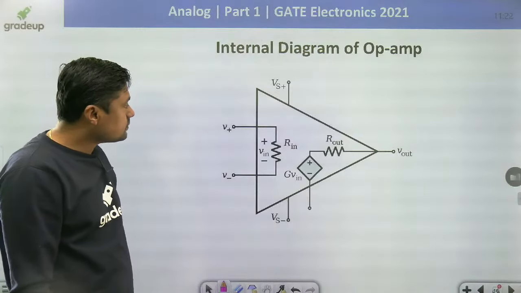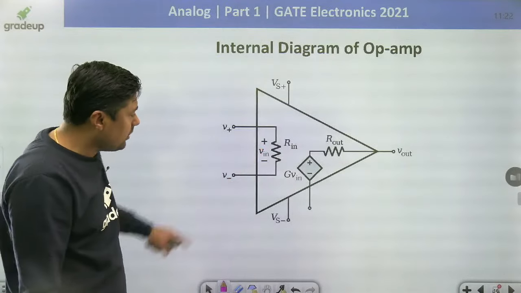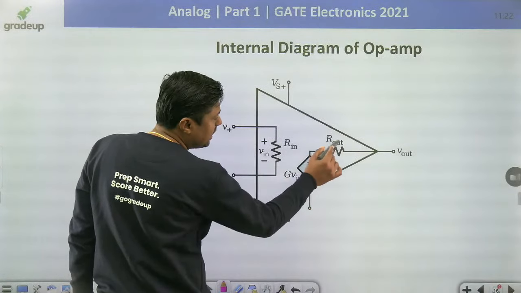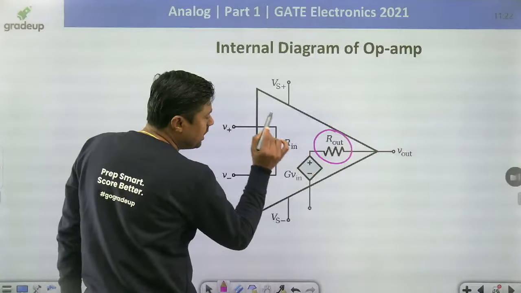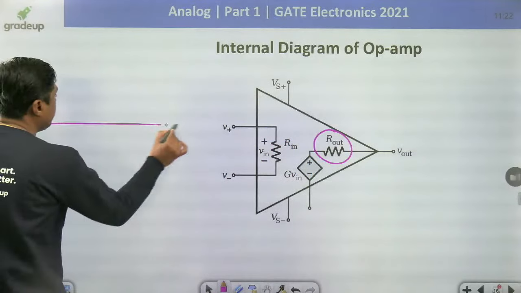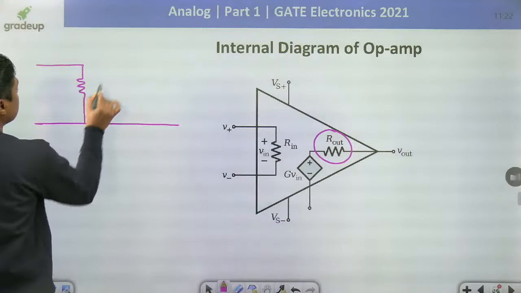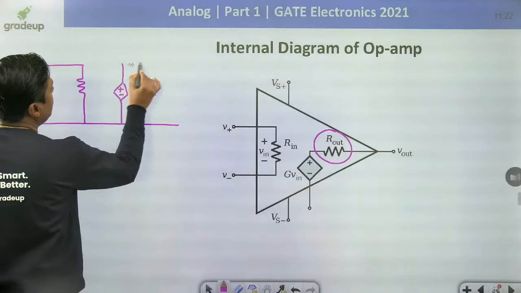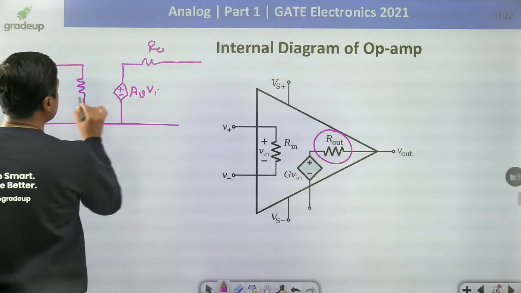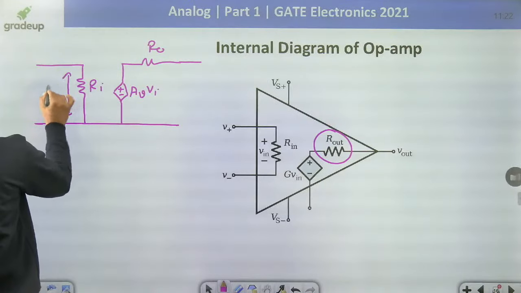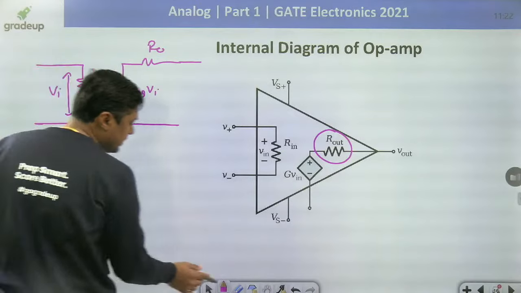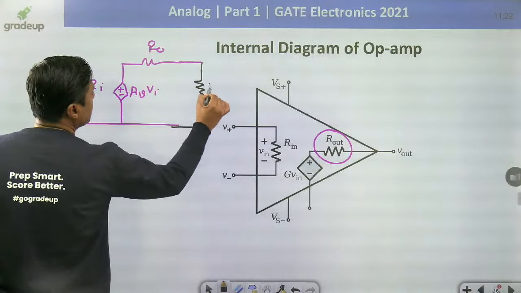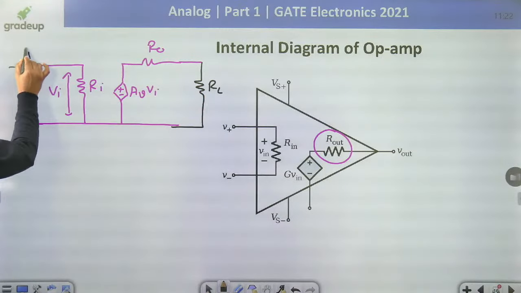Then it is the internal diagram of the operational amplifier. Always remember, this is the V in, this is the G V in, where G is nothing but gain, and R out. Right? It is basically a voltage amplifier. For any voltage amplifier, the equivalent circuit will be like this. Normally it is the AV VI, this is the R naught, this is the RI, and this is VI. For any voltage amplifier, the basic diagram is like this. Then here we are connecting the RL. Here we are connecting the RS.